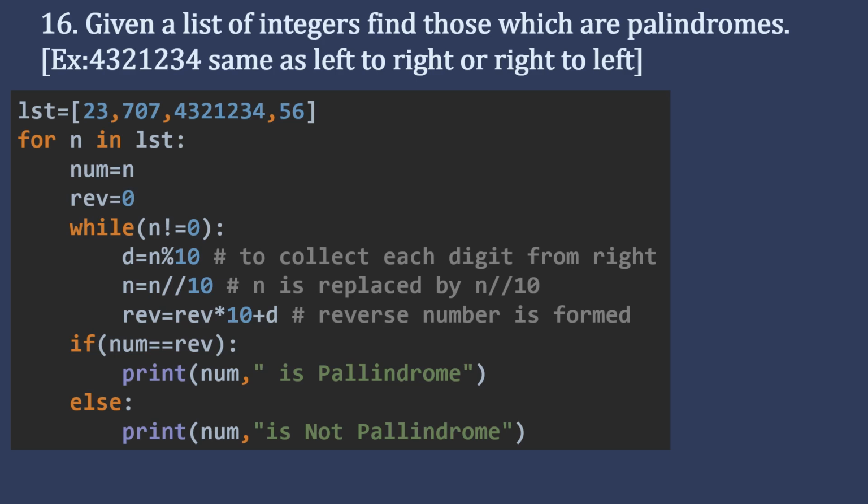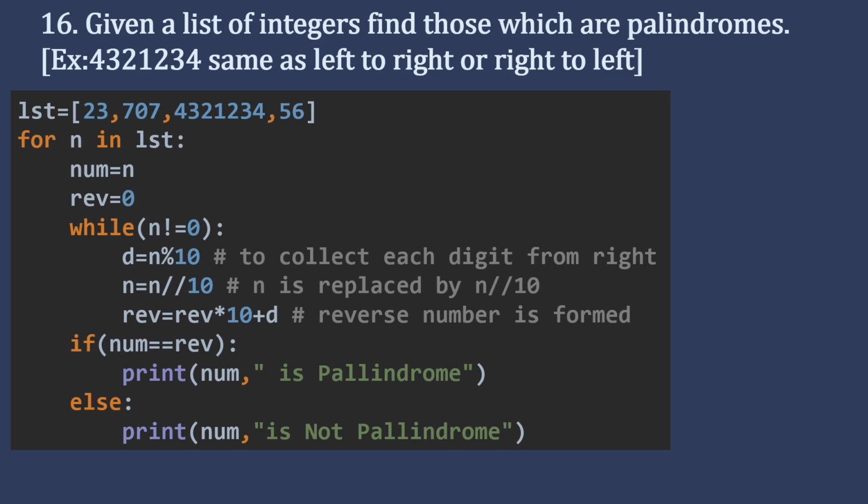So here we have taken some numbers and we have used a list over here, a list having the name LST, and in that list we have stored some numbers, let's say 23, 707, 432134 and 56, like this. These are the numbers we have stored in a list. Now we will check one by one all these numbers and we will find out which numbers are palindromes and which are not. So our for loop will check all the numbers present in the list.